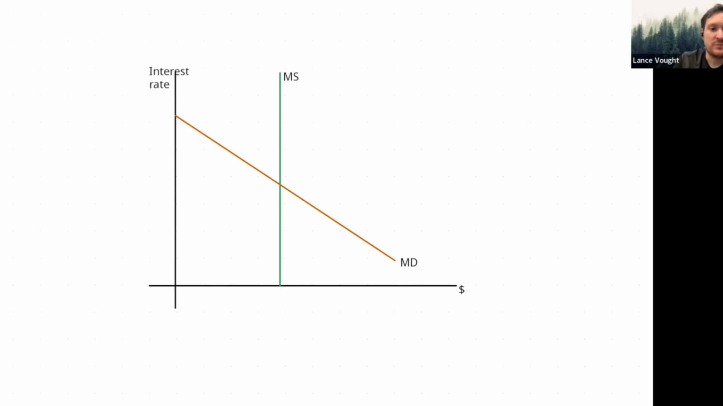So if you're at this equilibrium point, your interest rate is here, at I star. If the Federal Reserve engages in contractionary monetary policy, what ends up happening is the money supply actually decreases, shifts to the left. So you now have a new money supply curve at MS2. You now have a new equilibrium interest rate, which is higher. So you're now at I2 star.